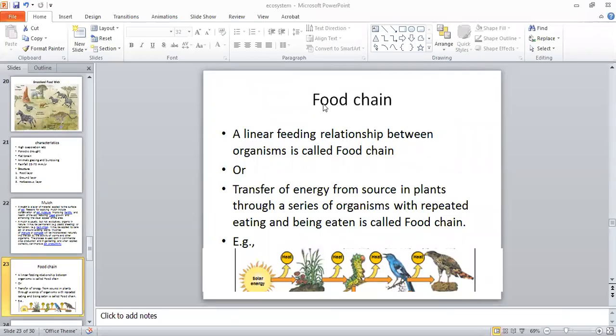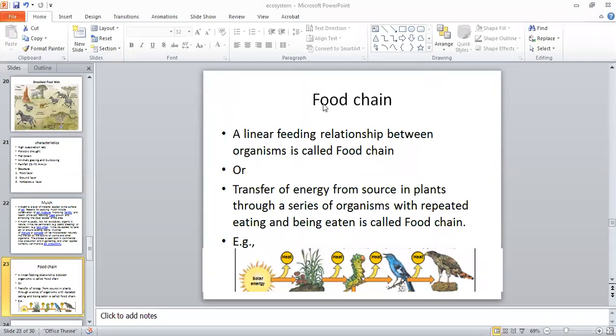So our topic is now food chain. What is a food chain? A food chain is said to be linear. This is a very simple definition for food chain: it is a linear feeding relationship between organisms, termed as a food chain.